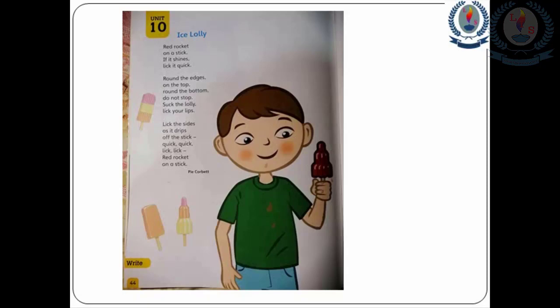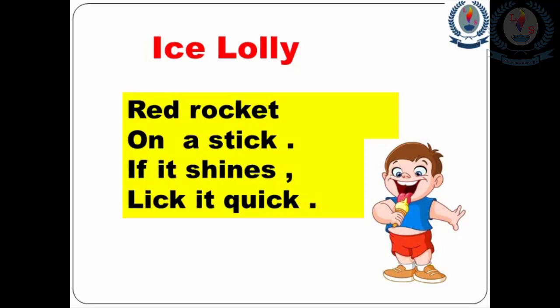Now children, I will explain this poem, first part, second part and third part separately. Okay, this is the first part of the poem. I am going to explain. Ice lolly. Red rocket on a stick. If it shines, lick it quick. So children, here the writer is giving an idea of an ice lolly.